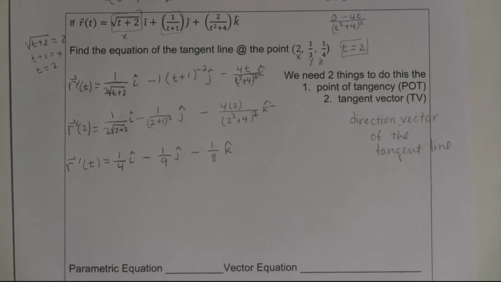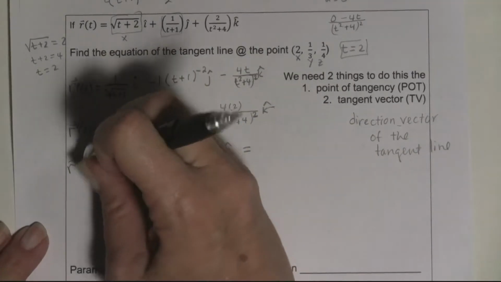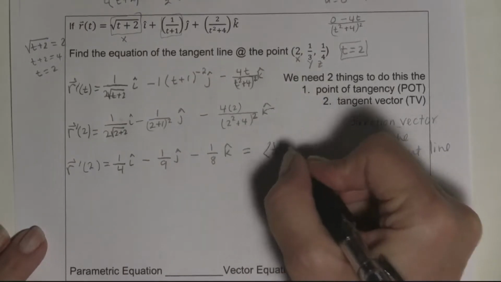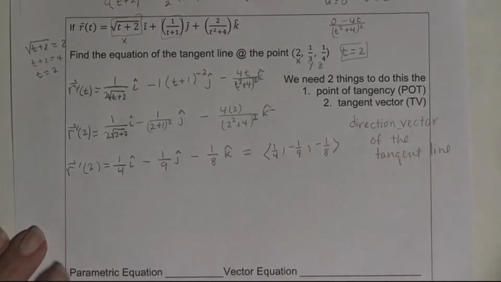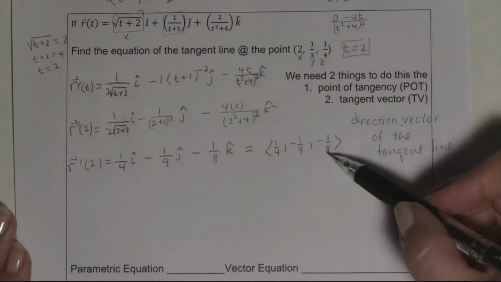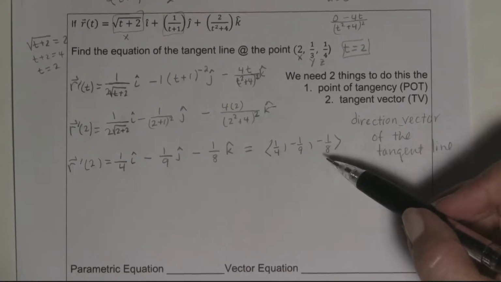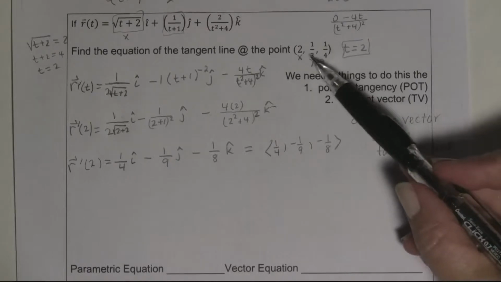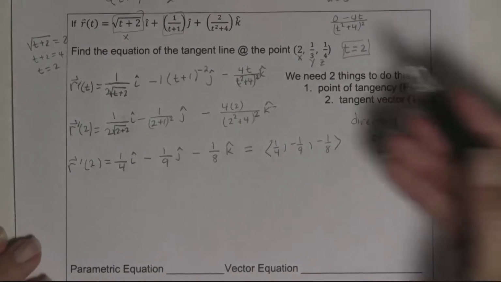And now I know my vector, right? I'm going to write this vector. This was at 2, not at t. So I'm going to put my 2 here, and I'm going to write this vector 1/4, negative 1/9, and negative 1/8. And then I needed the direction vector. So here it is, right there. There's my vector at my tangent, and I need, at the point of tangency, I needed a point. I was given the point. It's 2, 1/3, 1/4. And now I'm ready to slip it into the equation builder.